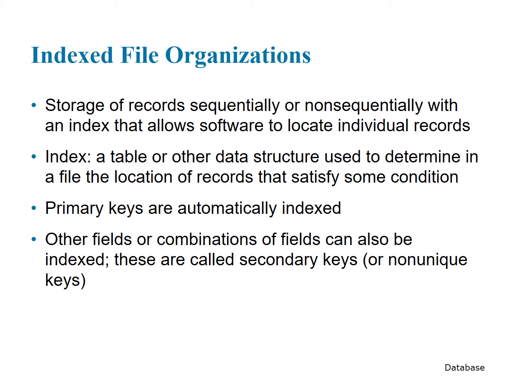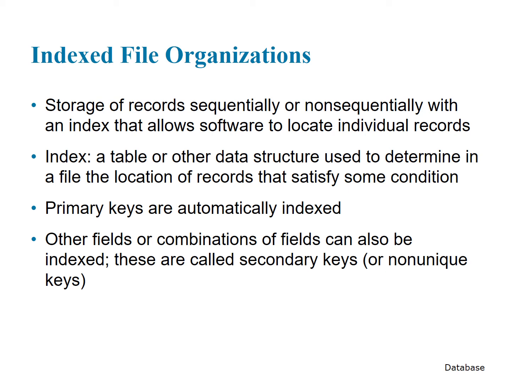Indexed file organization. In an indexed file organization, the records are stored either sequentially or non-sequentially, and an index is created that allows the application software to locate individual records. See figure 8-7b, like a card catalog in a library. An index is a table that is used to determine in a file the location of records that satisfy some condition. Each index entry matches the key value with one or more records.